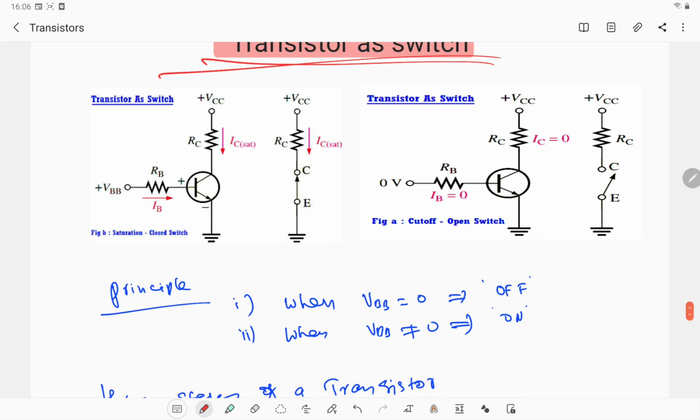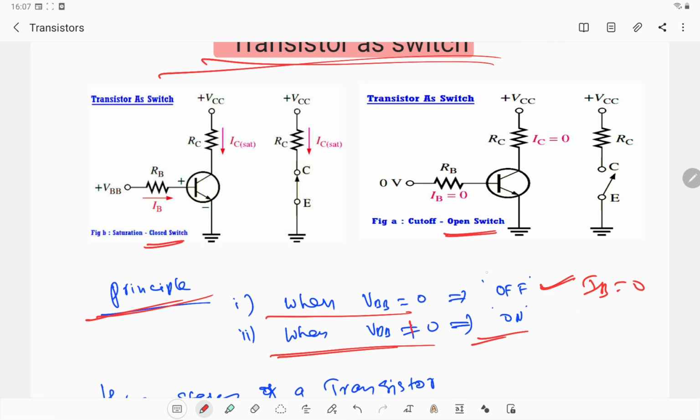Here the transistor acts as a switch. This is the transistor circuit, and this is also a transistor circuit acting as a switch. This is nothing but a closed switch, open switch. The principle is, when VBB is equal to 0, the switch is in off state. When VBB does not equal 0, the switch is in on state. When VBB is 0, IB is also 0 in this off state. When VBB does not equal 0, IB does not equal 0, there is a current IB, this is nothing but a closed switch.